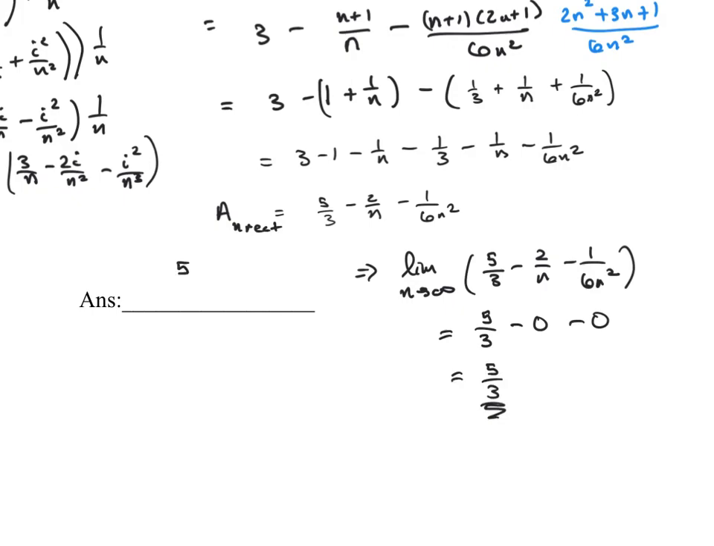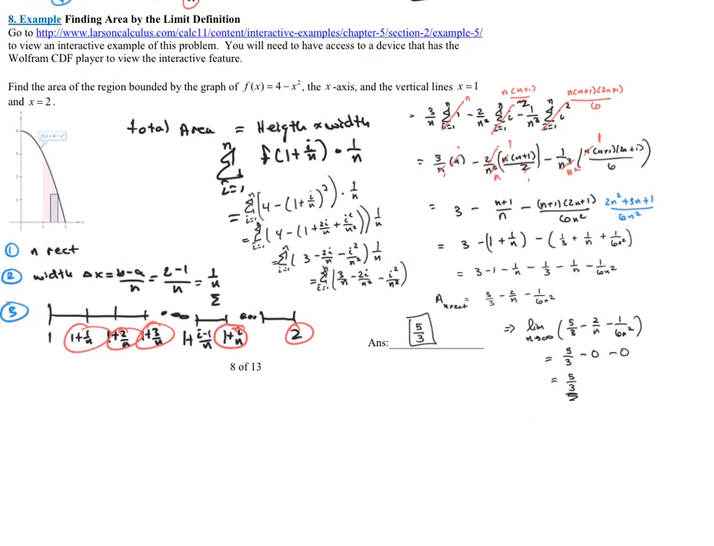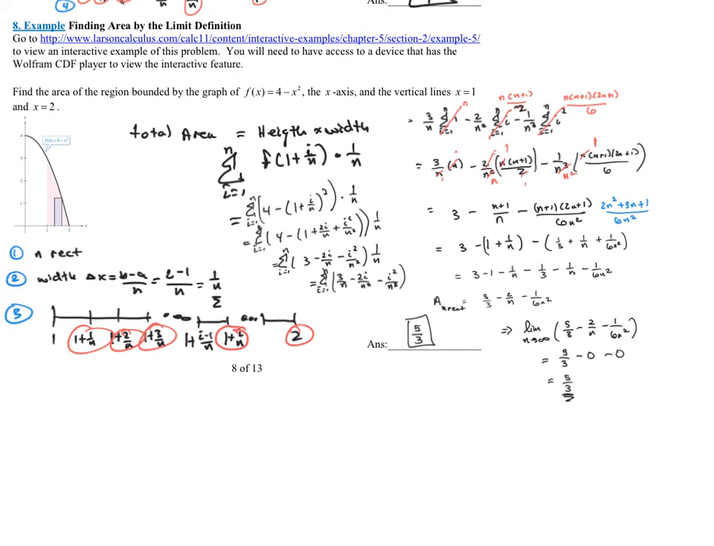5/3. So we just found the exact area beneath the curve of 4 minus x squared, the x-axis, the vertical lines, x equals 1 and 2. How did we do it? We used an infinite number of rectangles and the fact that we know limits, which we did in the first chapter of this entire class. So nice way to bring it all back together.